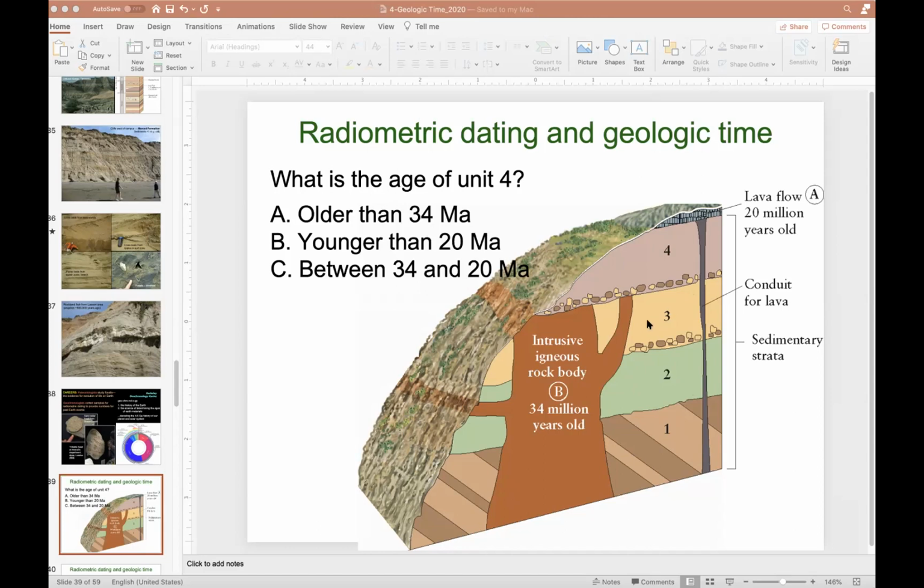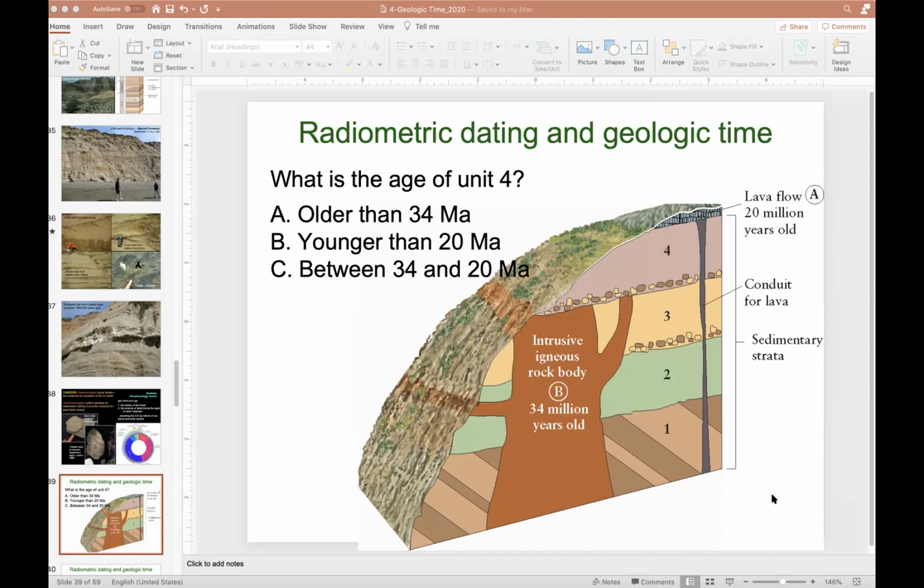How are you going to decide the order of the last 4 units? Number 3, number 4, intrusion B, or lava flow A? They've given you ages, 20 million years. Okay, so these were dated. We can assume that we collected samples and those have radiometric ages. So we know that this basaltic lava flow is 20 million years old, and this intrusive rock body is 34 million years old. Is 3 older or younger than those?